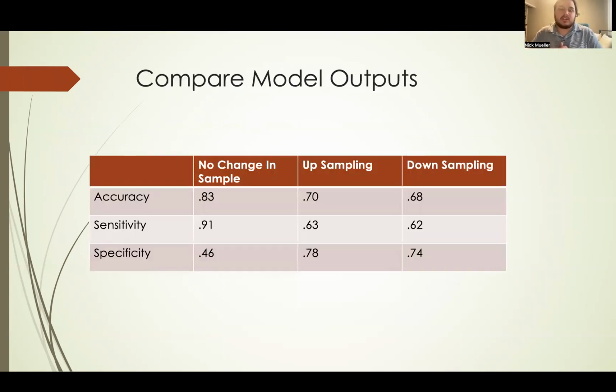So here's a little chart that shows sensitivity, specificity, and accuracy. The model with no change in sample size had a sensitivity of about 0.91 and a specificity of 0.46. And then with upsampling, the sensitivity drops to 0.6 from 0.9, but the specificity shoots up a lot more.